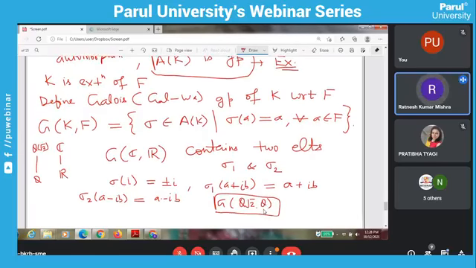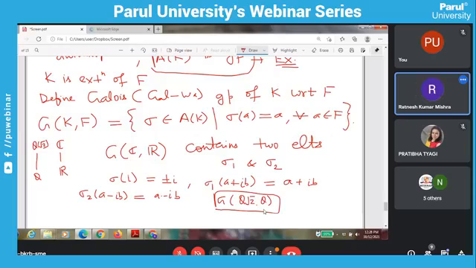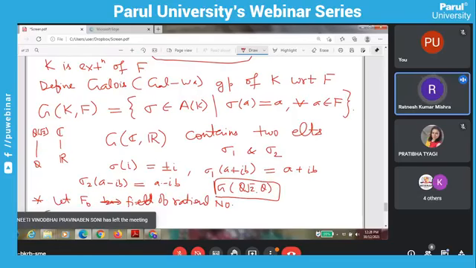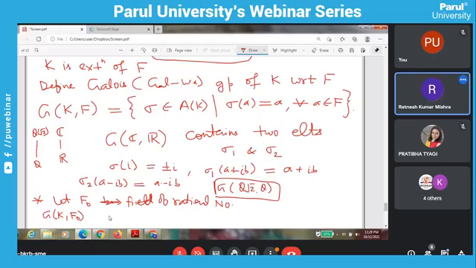So this is the Galois group of the field extension K with respect to F. Similarly, we can also define the Galois group over the rationals. Suppose F naught is the field of rational numbers. Therefore, we can define the Galois group of K over F naught, the Galois group over the rationals.